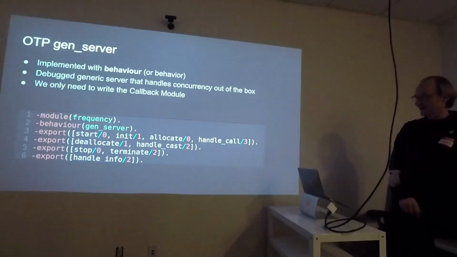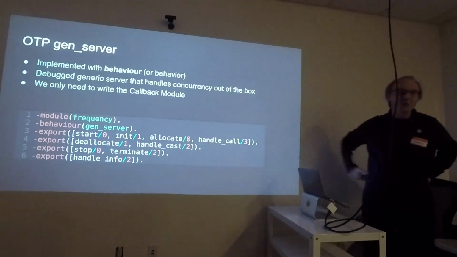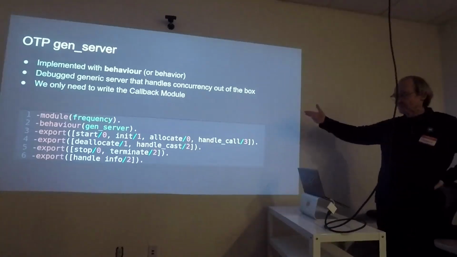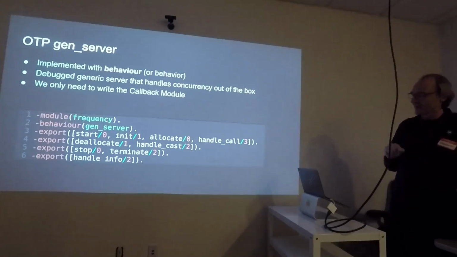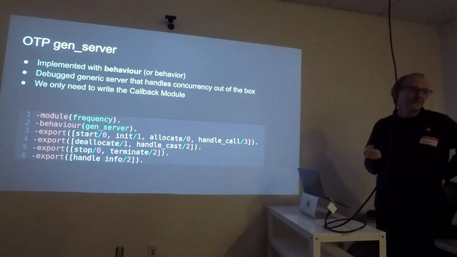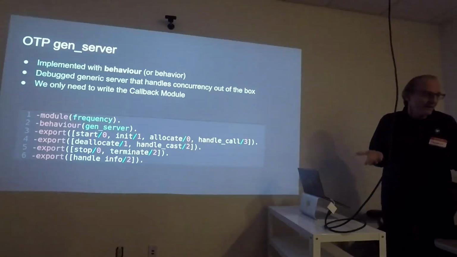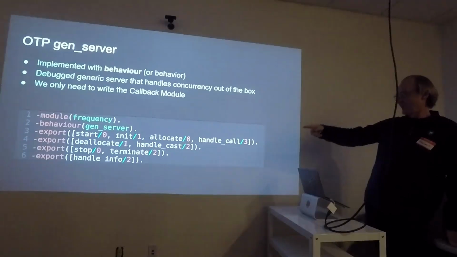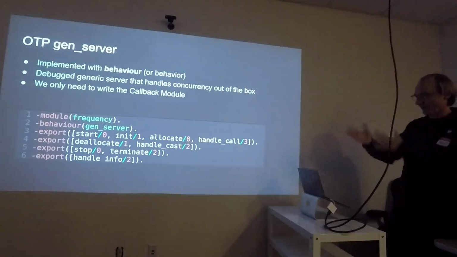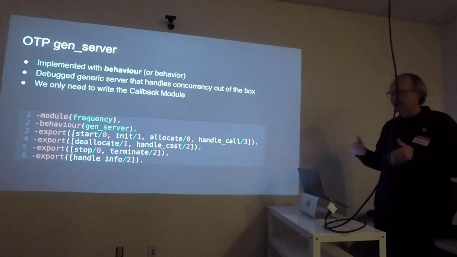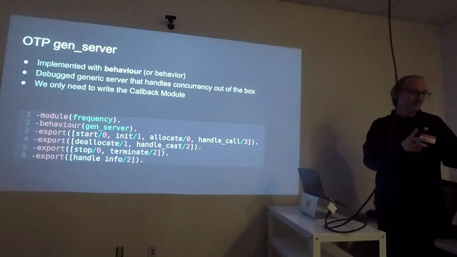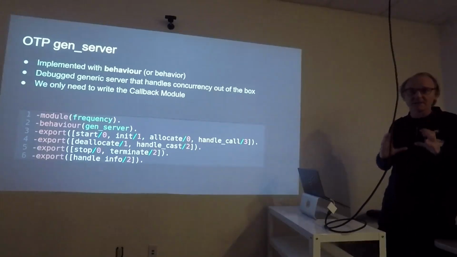It's implemented with something called behavior. On line 2, I create a module called frequency, and line 2 says I want to use the behavior Gen server. That's it. Then all my things are available, and the server is there in my code. Then I simply export my regular functions, and this API is a bit richer than the naive one, but not much. It's pretty compact and easy to understand.